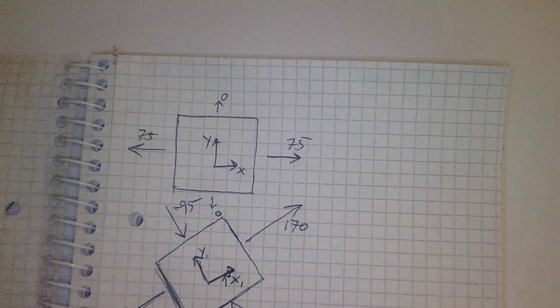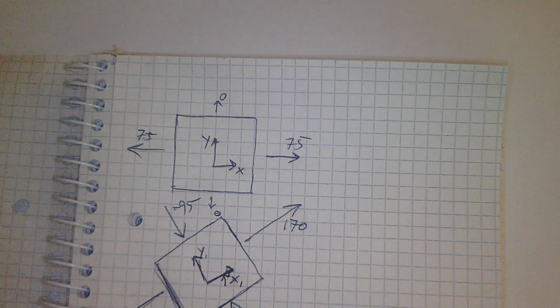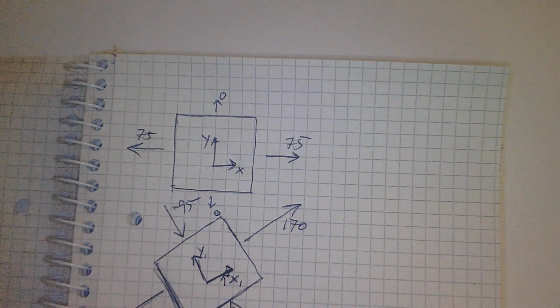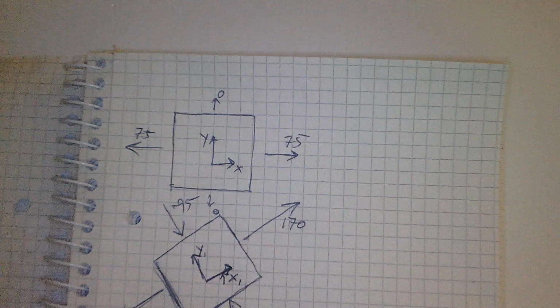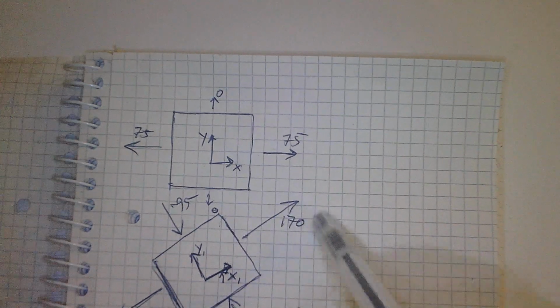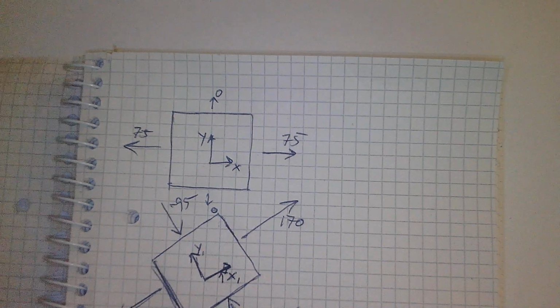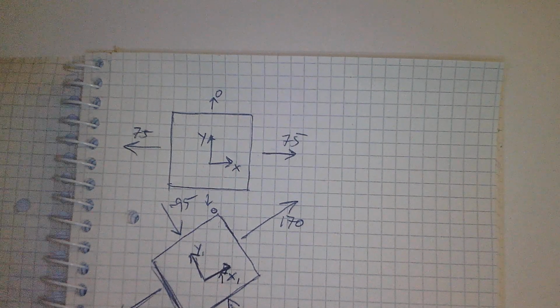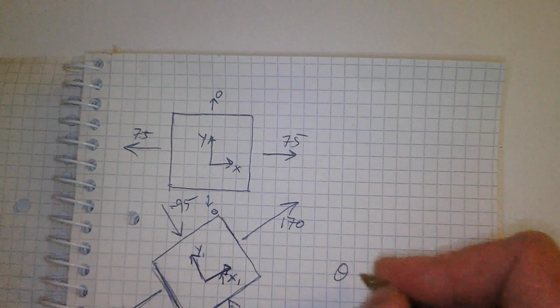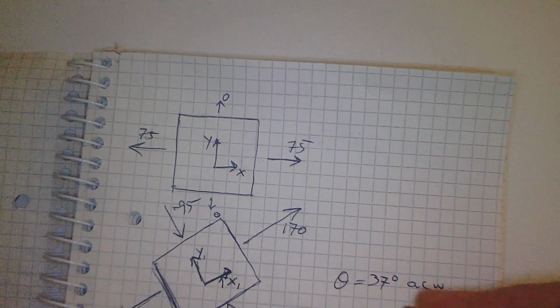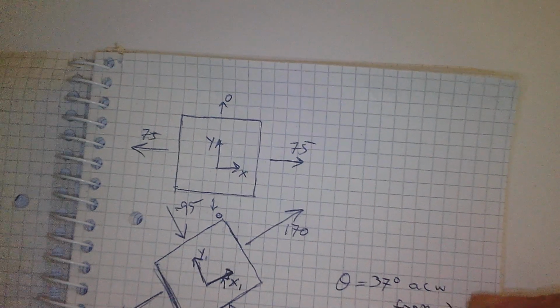Okay? So it's the same part, under the same load, but just by rotating your point of view, rotating your coordinate system a little bit, there is an actual plane or an orientation, a way of looking at that part where it actually has 170 megapascals of tension on it and 95 megapascals of compression on it. And that angle is 37 degrees anti-clockwise from your XY coordinate system.